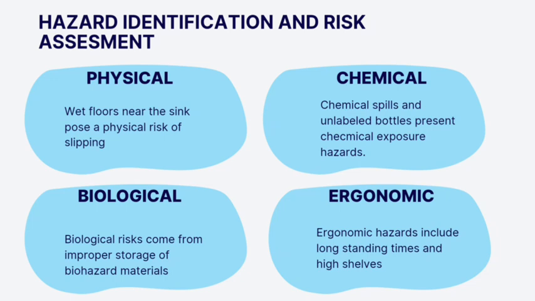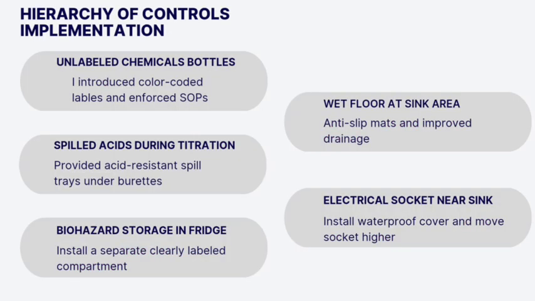Third category is biological. Biological risk comes from improper storage of biohazard materials. Number 4 category is ergonomic. Ergonomic hazards include long standing times and height shift. For the 5 highest risk hazards, I applied the hierarchy of control.